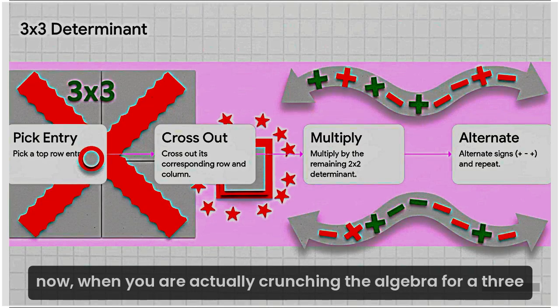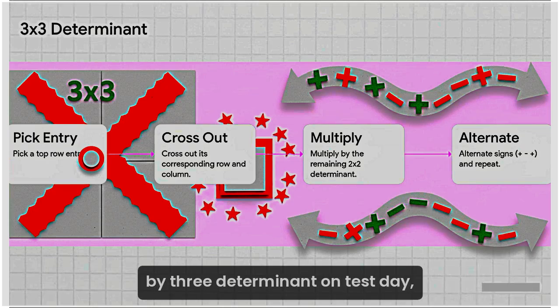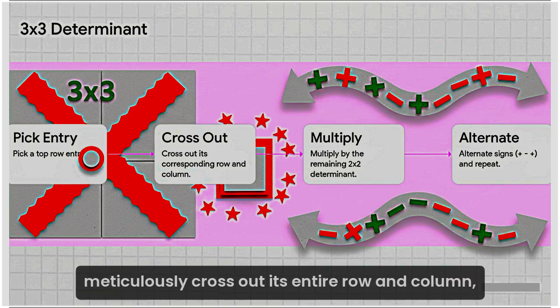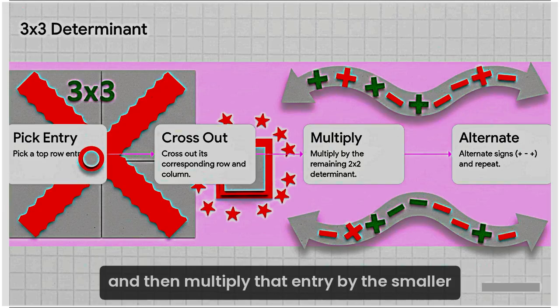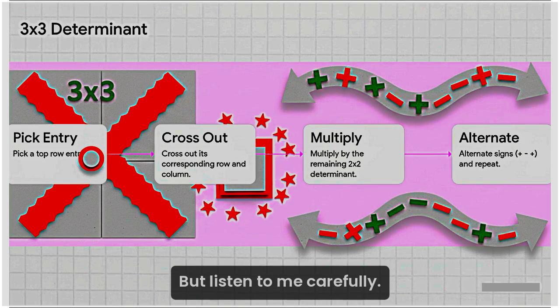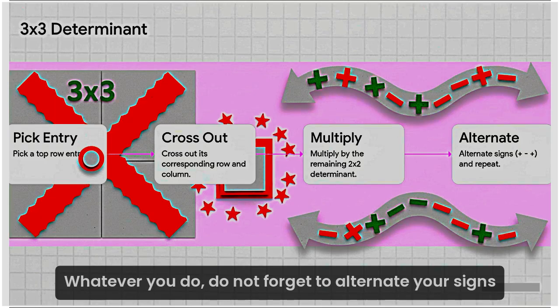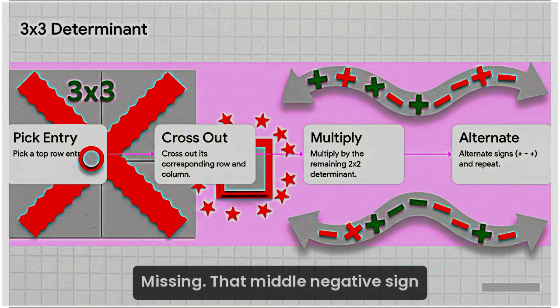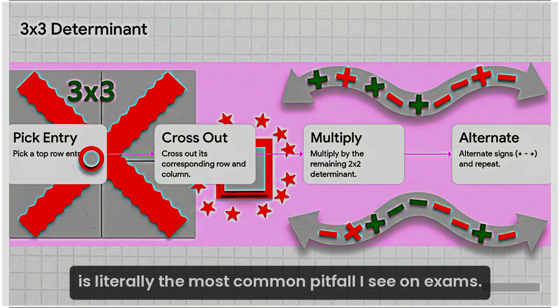Now, when you are actually crunching the algebra for a 3x3 determinant on test day, you'll use a step-by-step method. You pick an entry on the top row, meticulously cross out its entire row and column, and then multiply that entry by the smaller 2x2 matrix that's left over. But listen to me carefully. Whatever you do, do not forget to alternate your signs for that top row. Positive, negative, positive. Missing that middle negative sign is literally the most common pitfall I see on exams.